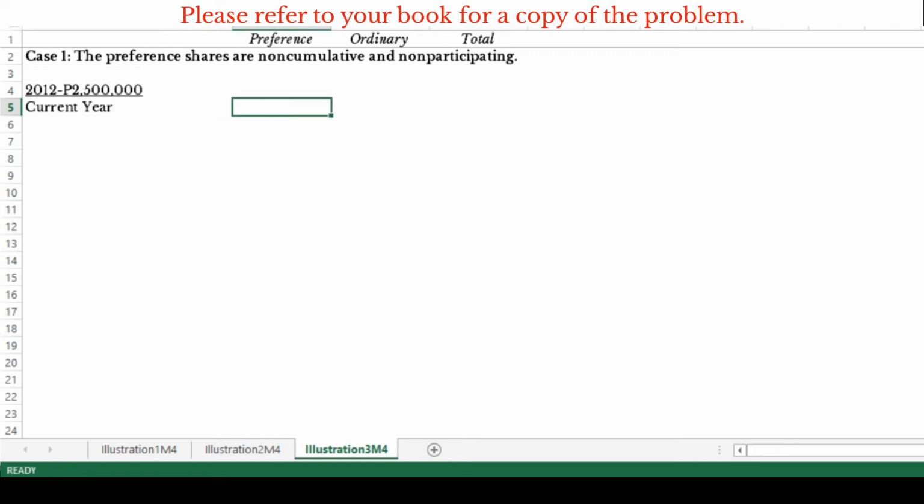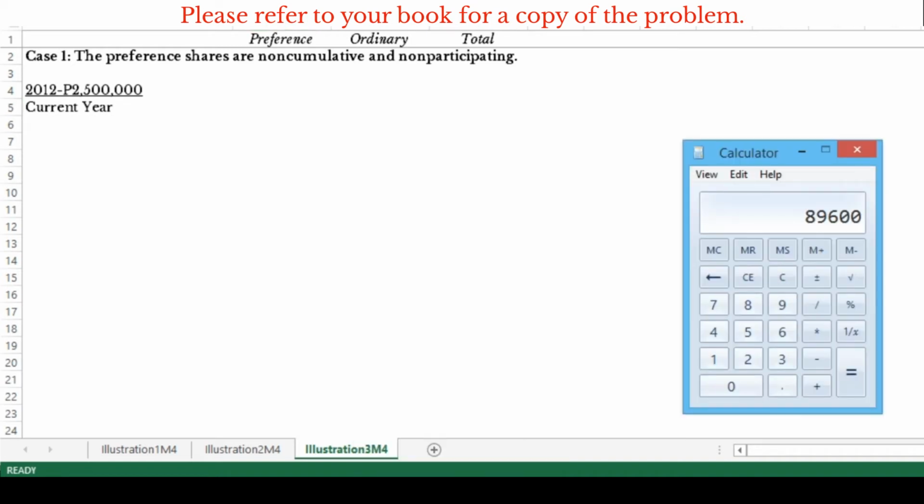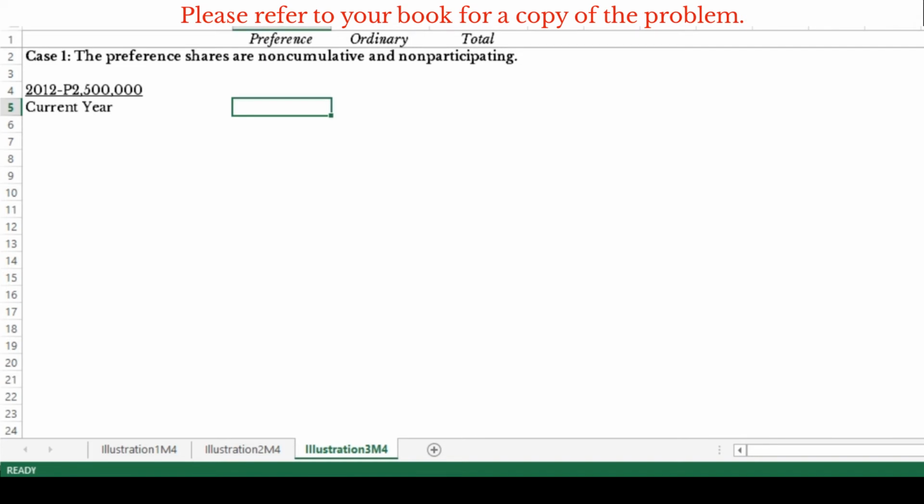So, for the preference shares, bibigyan mo siya kung magkano yung kanyang required or fixed dividend per year, which is, sabi dyan sa problem, 12% daw. So, if that's 12% and meron siyang 10 million par value, so magiging 10 million times 0.12. So, ang kanyang annual fixed dividend is at 1.2 million. So, magkakaroon dito ng 1.2. Next, since non-participating din siya, automatically, hanggang 1.2 lang yung pwede niyang ma-receive.